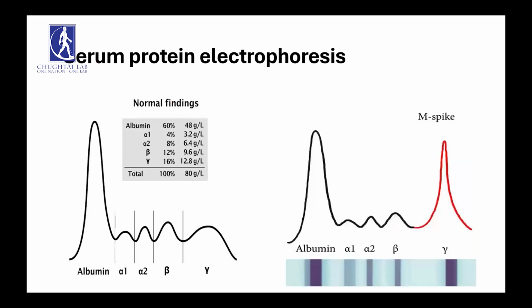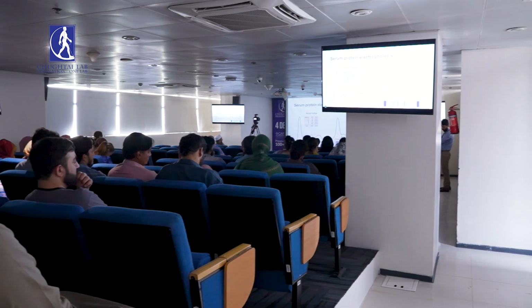Serum protein electrophoresis is a specific test to establish the diagnosis of multiple myeloma. Serum protein electrophoresis basically separates the serum proteins on the basis of their electrical charge. There are two major proteins present in our body: albumin and globulins. Globulins are further divided into alpha 1 globulin like alpha 1 antitrypsin, alpha 2 globulin like ceruloplasmin, beta globulin like transferrin, and gamma globulins, which are our main topic, including immunoglobulins.